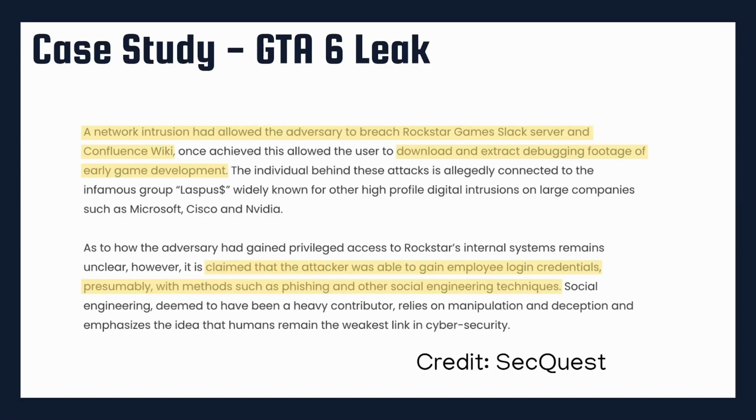As mentioned in the beginning of this video, GTA 6 is one of the most anticipated games finally being released next year. However, in late 2022, gameplay of GTA 6 in the later stages of development was leaked. The hacker gained access to many information repositories such as Slack and Confluence, and was able to download and extract debugging footage of early game development. It is alluded to that the attack was successful due to the use of employee login credentials gained through acts of social engineering.